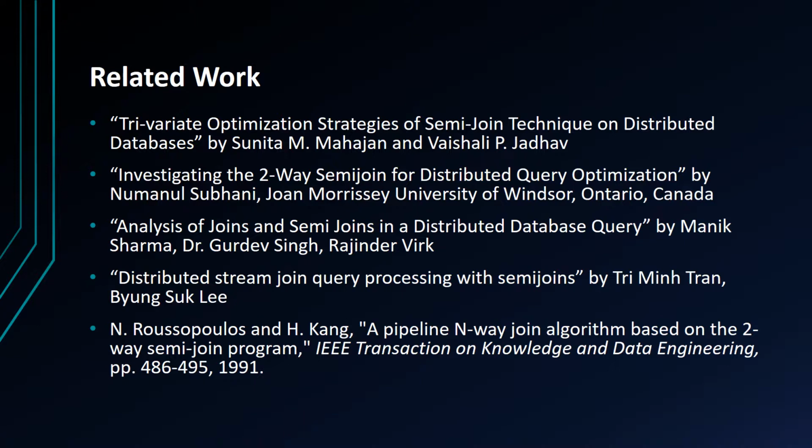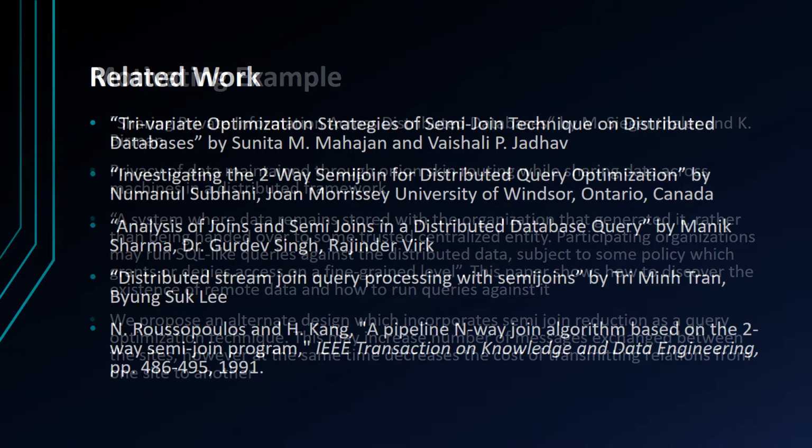Then we have a pipeline NV join algorithm. So the semi-join is a basic, if we treat it as a basic optimization plan for distributed query processing, and then two-way semi-joins, three-way semi-joins, like this. Many modifications of the basic thing evolved as per the need of the system.